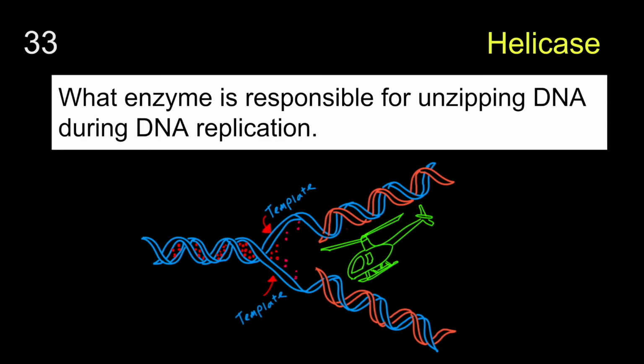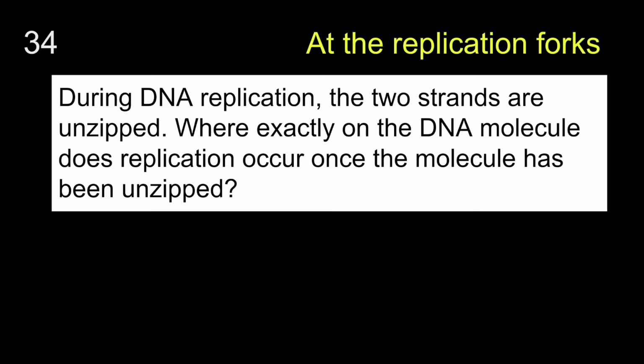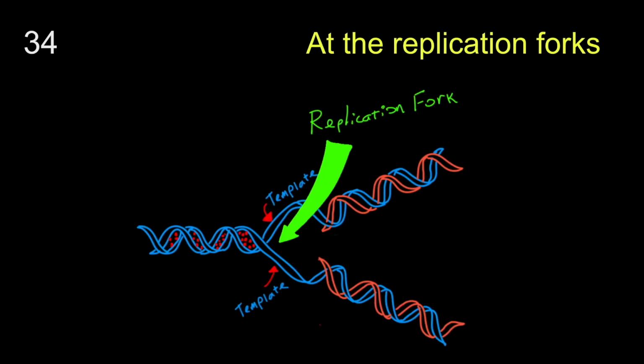And when I think of DNA helicase, I think of a helicopter. And I think of the blades of a helicopter busting up or breaking apart those weak hydrogen bonds. So when I think of helicase, I think of helicopter, and I think of a helicopter blade busting up hydrogen bonds, allowing DNA to be unzipped. Question 34. During DNA replication, the 2 strands are unzipped. Where exactly on the DNA molecule does replication occur once the molecule has been unzipped? And the answer is at the replication forks. So the replication fork is the area where the 2 strands branch apart, and that's where DNA replication begins.